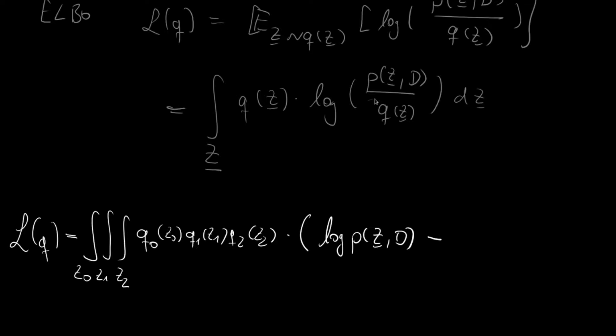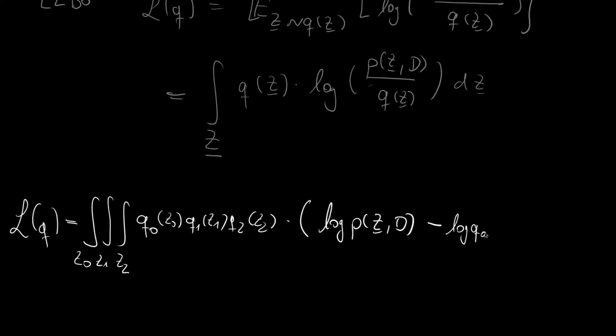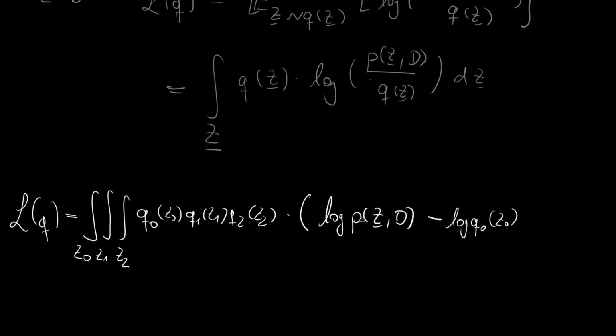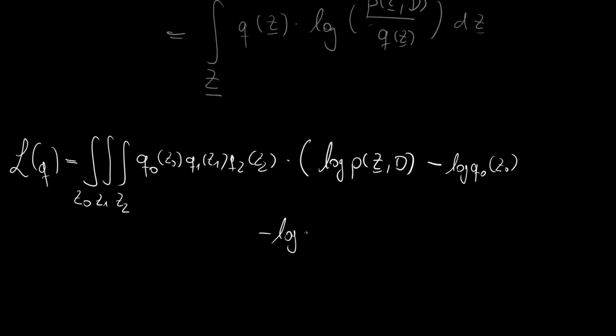Then minus, because we would have the product in the denominator. If we apply the logarithm, then we get a minus, and the product turns into a sum. And we have log q0 of z0 minus log q1 of z1 minus log q2 of z2, and then closing brackets. And then we have to add the differentials, so dz0, dz1, and dz2.